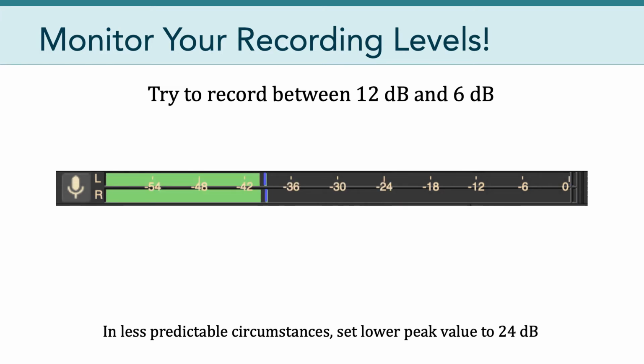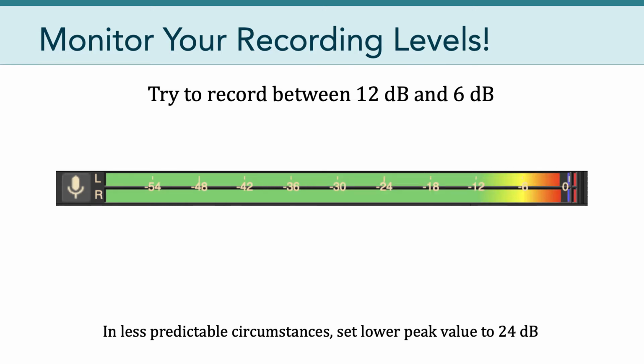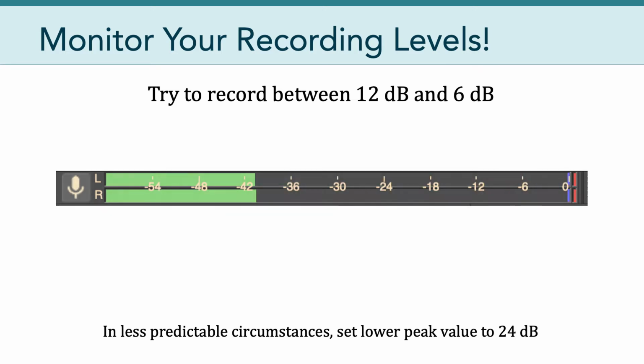Now, in a more unpredictable environment like a park or on a sidewalk, you should use lower levels. So something between, say, negative 24 and negative 12. And this gives you more, quote-unquote, headroom in case something loud happens. You can capture that without the recording actually clipping.